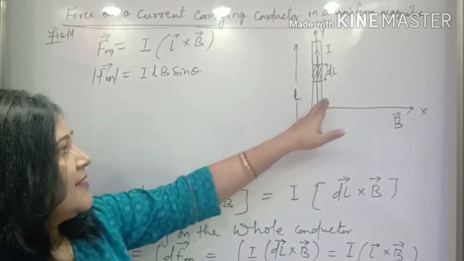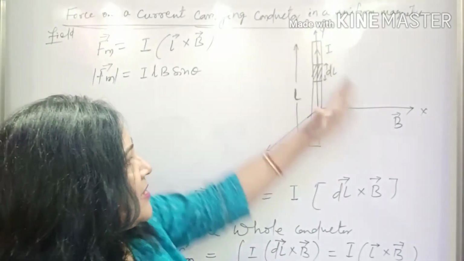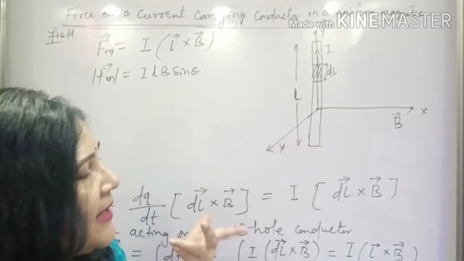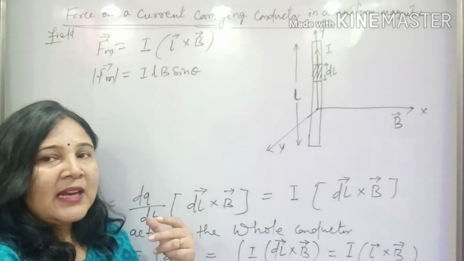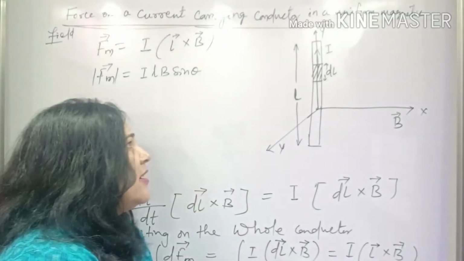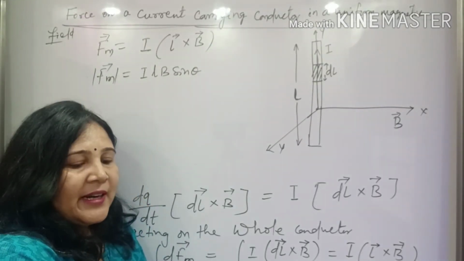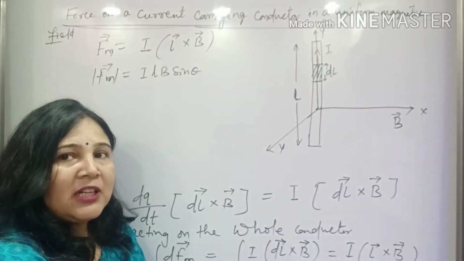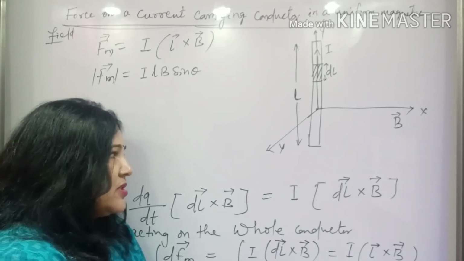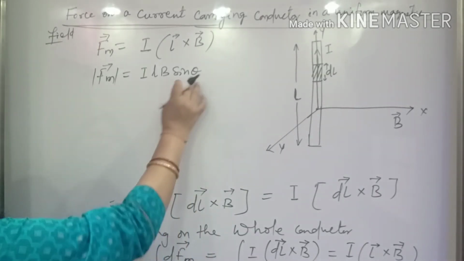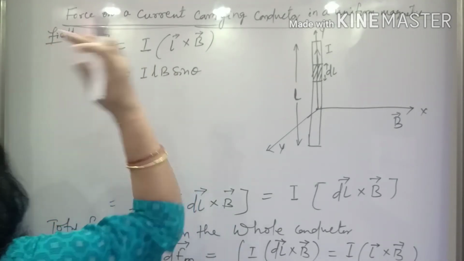Theta is 90 degrees, like in this picture that I have shown, where the conductor's length and the magnetic field make 90 degrees. Then you can apply your Fleming's left hand rule. Otherwise, you can go for the rule of cross product, or there is another rule, the right hand palm rule, that you can also use. Any rule you are convenient with, you can use. Now depending upon the theta value, the force can be calculated.